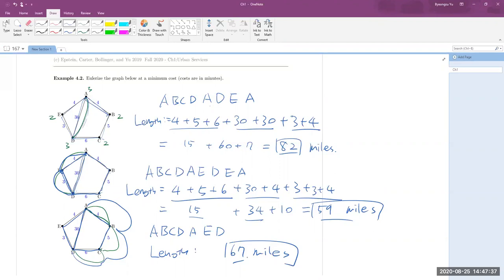Yes. So Euler paths and Euler circuits are just paths or circuits which contain every edge in the graph once. They're not points, just edges, right. Great.